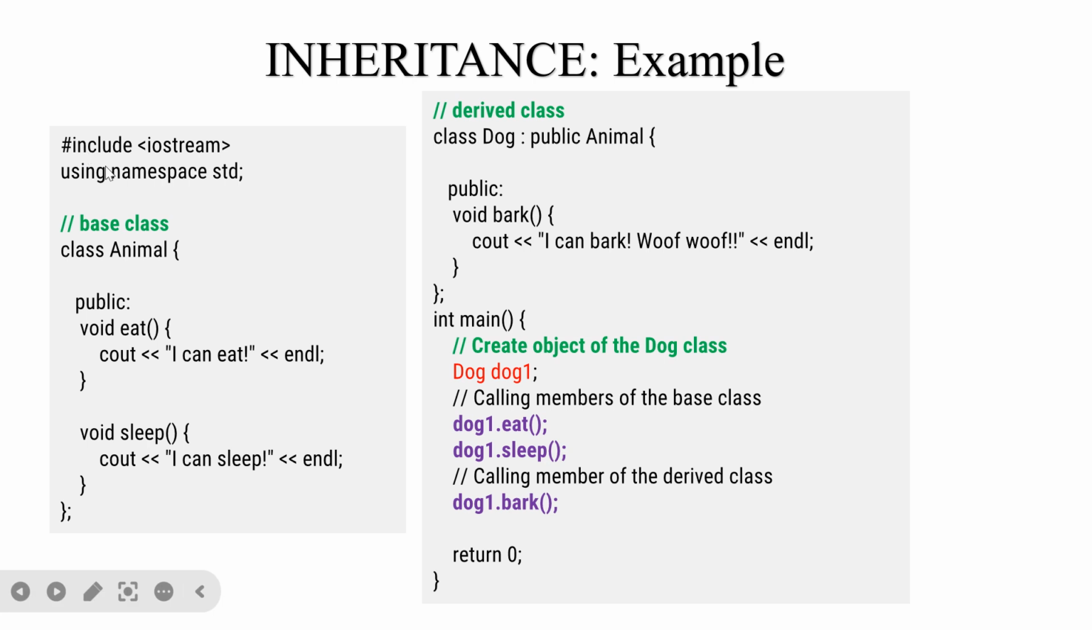So here we have the class named animal, and animal has the functions void eat and void sleep. And the class named dog is the derived class, and it has the function named bark. So we are creating one object named dog1 for the class dog, and using the object we are calling the functions eat and sleep, and also the bark function. These two functions, eat and sleep, belong to the base class and can also be accessed. At the same time, the derived class function bark can also be accessed.